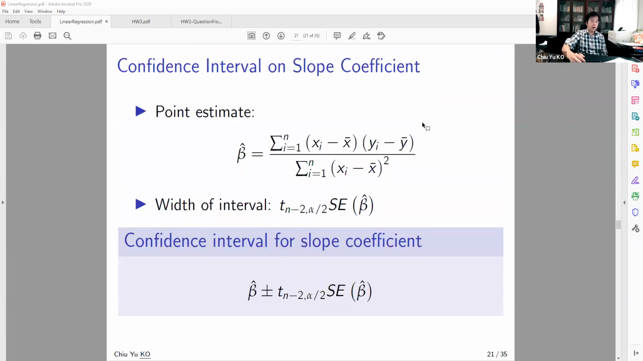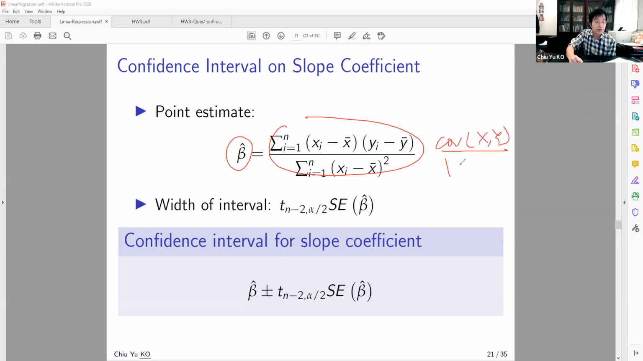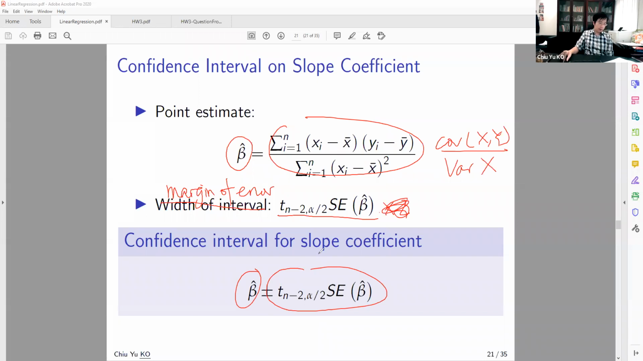And the point estimate, beta hat, is given by this, we know it, it's just the covariance of xy over the variance of x. This is not the rho, this is again the marginal error. If it is an interval, you have to multiply by 2, but here we just use the marginal error. So it's beta hat plus or minus this guy.